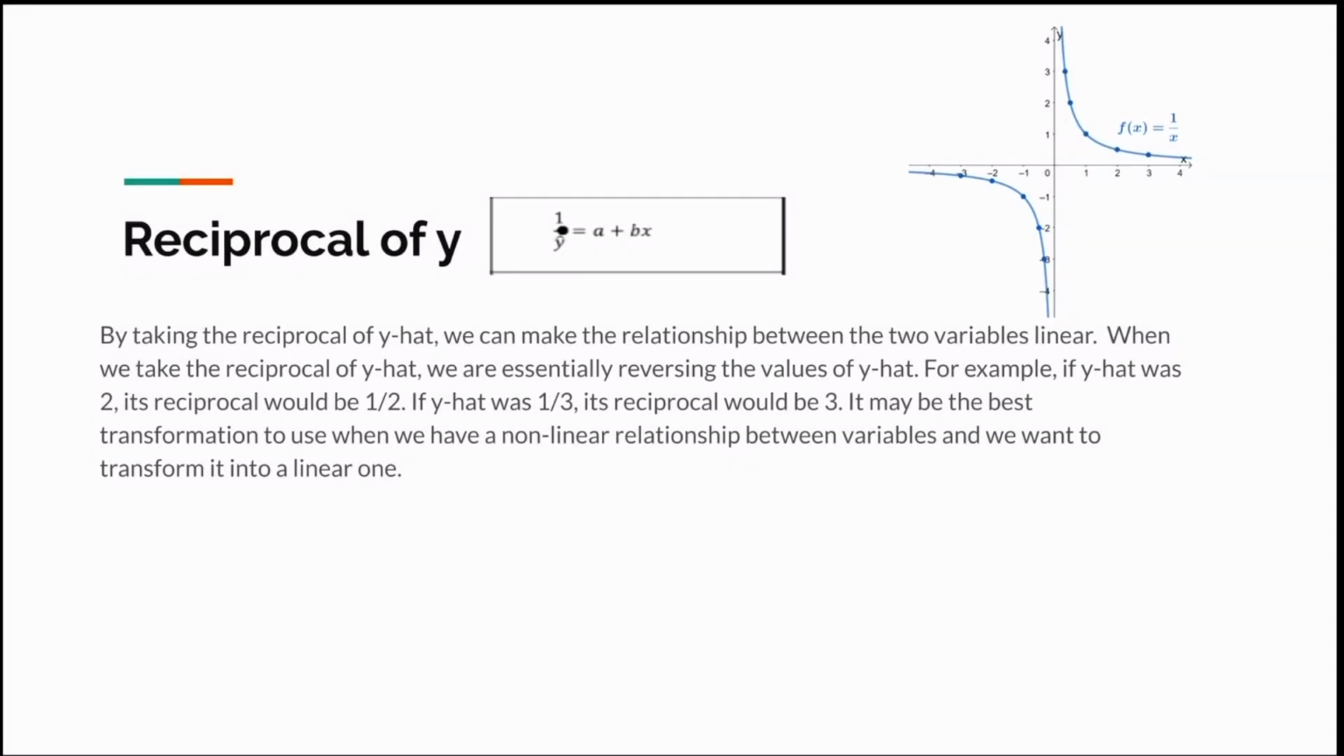By taking the reciprocal of y hat, we can make the relationship between the two variables linear. When we take the reciprocal of y hat, we are essentially inverting the values of y hat. For example, if y hat was 2, its reciprocal would be 1/2. If y hat was 1/3, its reciprocal would be 3. It may be the best transformation to use when we have a non-linear relationship between variables and we want to transform it into a linear one.